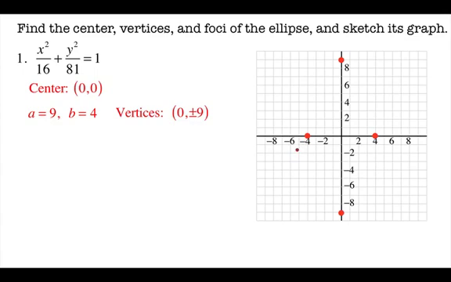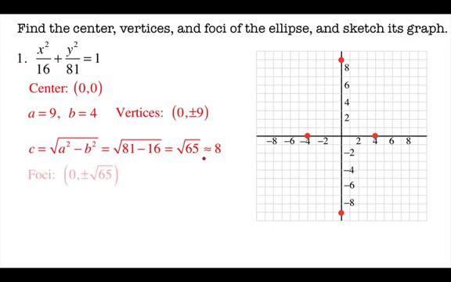And then at this point, we're going to go ahead and find the foci. So I need to take the square root of this difference. You can see where I get the 81 and the 16 from. And then I subtract, I get 65, and the square root of 65 is approximately 8. In a little bit, I'm actually going to approximate this point on the graph. It's a little bit more than 8.